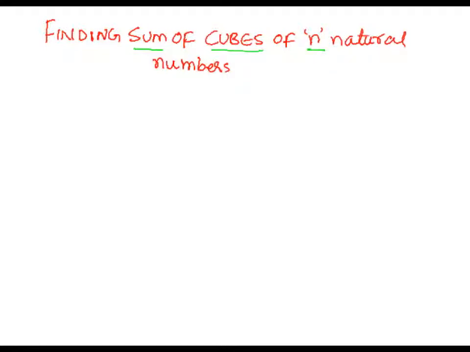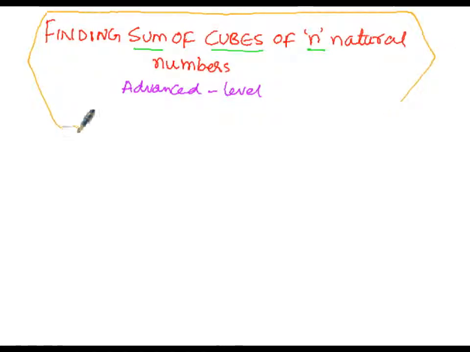So here natural numbers are 1, 2, 3, up to n, then the cubes of those natural numbers are 1 cube, 2 cube, 3 cube, up to n cube. So here we have to find out their sum. The sum of those cubes of n natural numbers will be given by 1 cube plus 2 cube plus 3 cube, up to n cube. For this sake we have to find the formula, which can be given by sigma n cube.